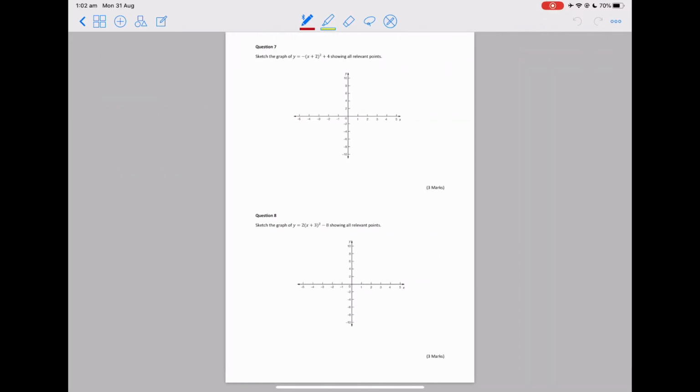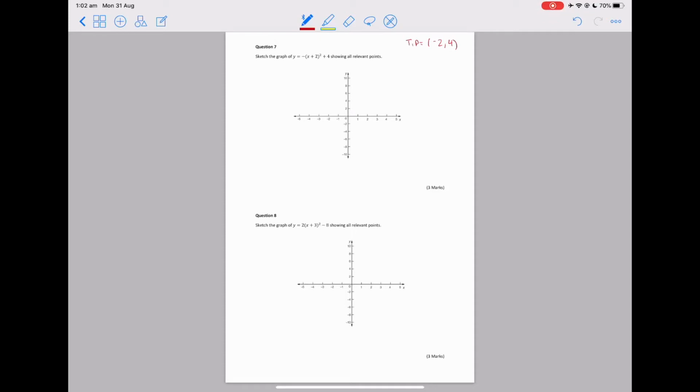So for question 7 over here, it wants us to sketch this graph by showing all relevant points. So we need to show the turning point, we need to show the x-intercept, the y-intercept as well. So in this case over here, because it's already in the turning point form, that's the most easy. So turning point is therefore equal to -2 and positive 4.